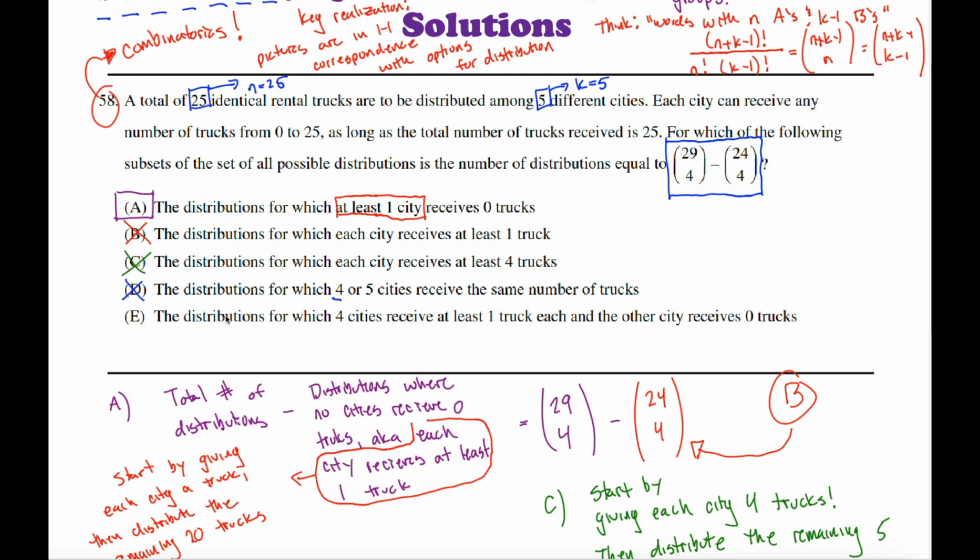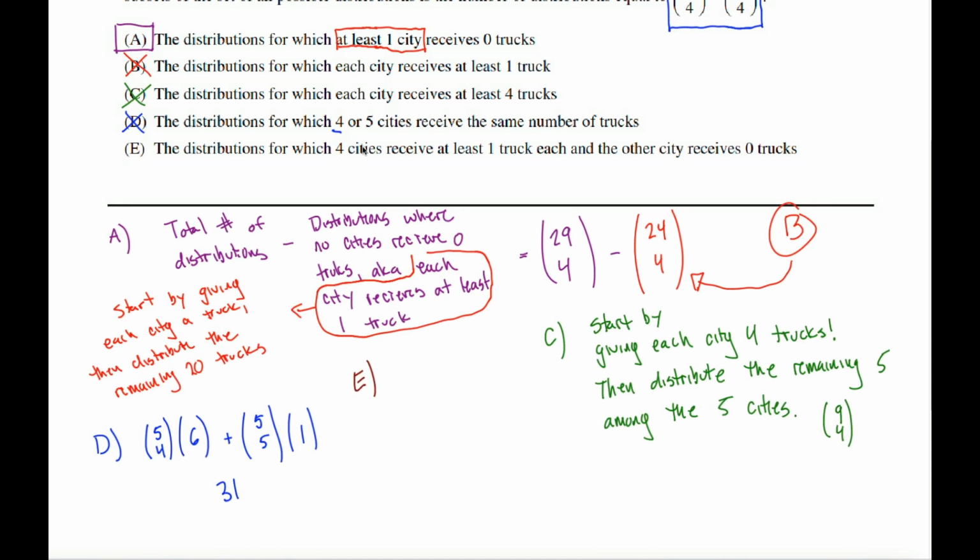Finally, E. The distributions for which 4 cities receive at least 1 truck, and the other city receives 0 trucks. All right, let's see. I have 1 city that's not getting any trucks. So I got 5 choose 1 ways to choose the city that's not getting any trucks. Then really what I'm doing is distributing my 25 trucks to 4 cities. But I have to be careful how I do so because I want to make sure that each of these 4 cities gets at least 1 truck.